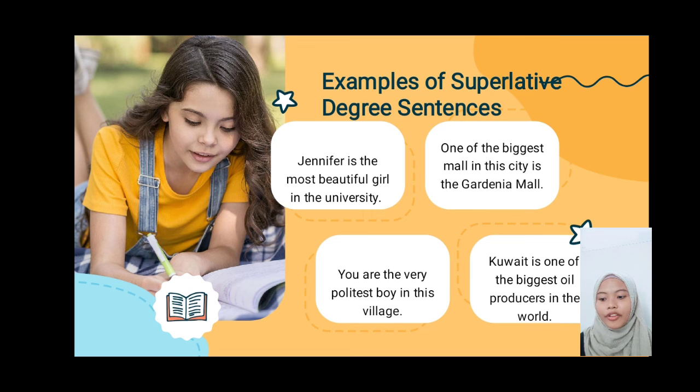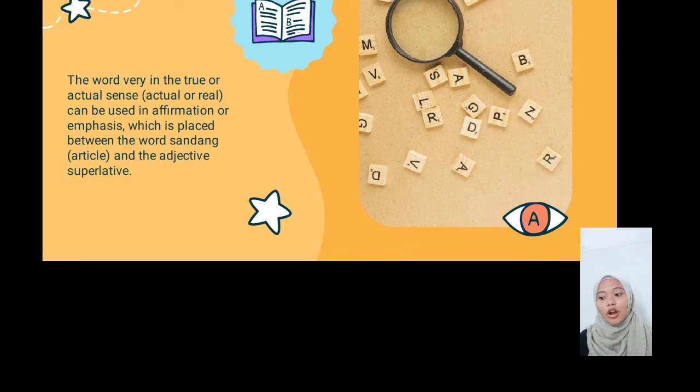The next example, you are the very politest boy in this village. And the 4, Kuwait is one of the biggest oil producers in the world. Next, the word very. The word very, in the true or actual sense, actual or real, can be used in affirmation or emphasis, which is placed between the word the or an article and the superlative adjective.